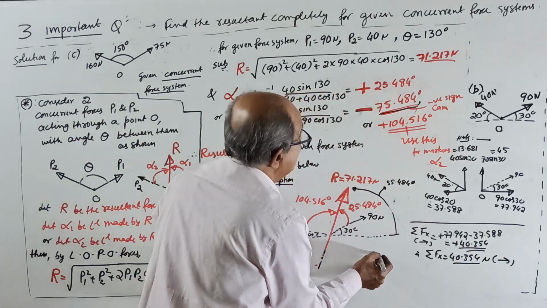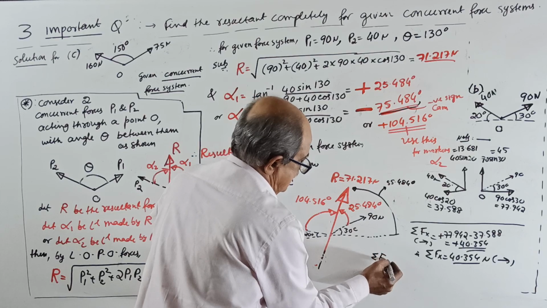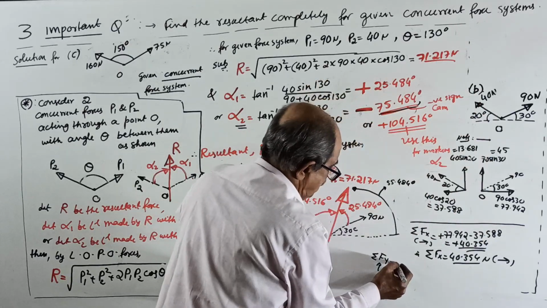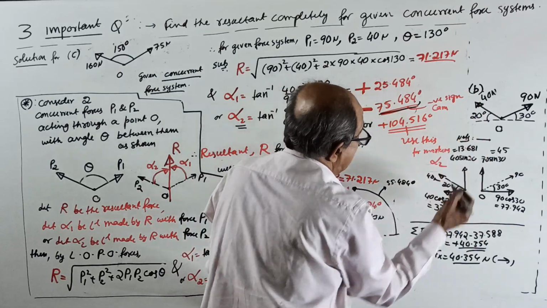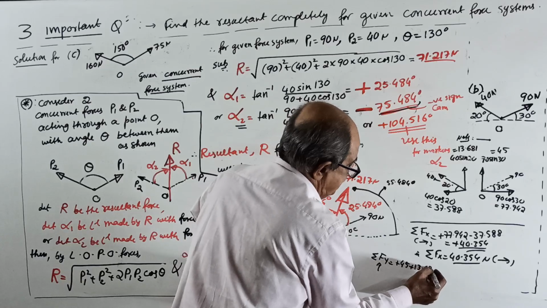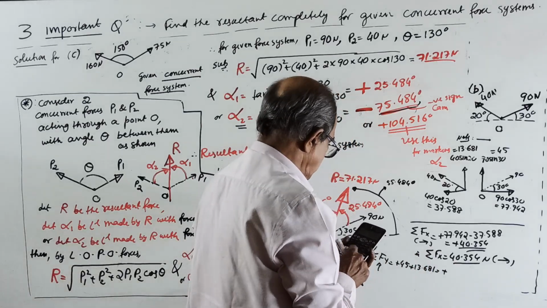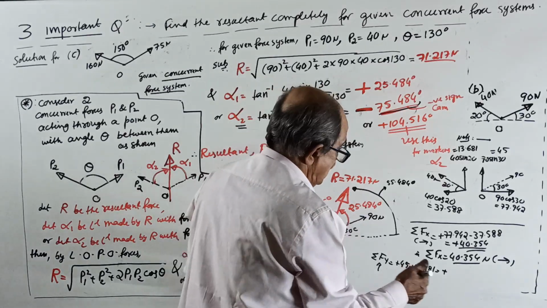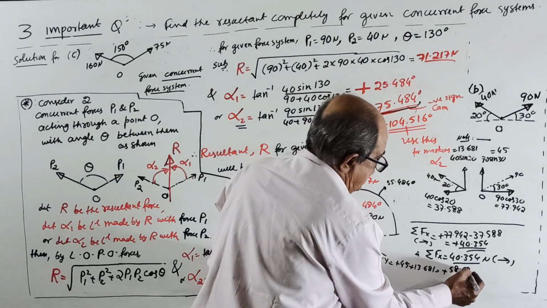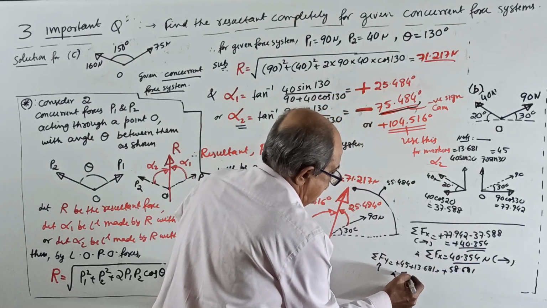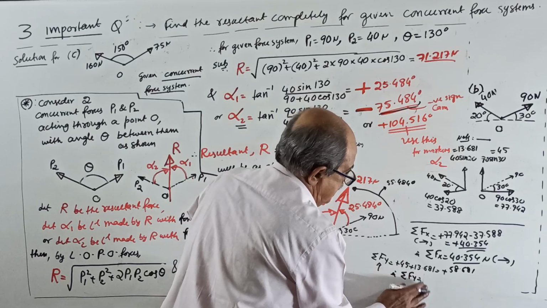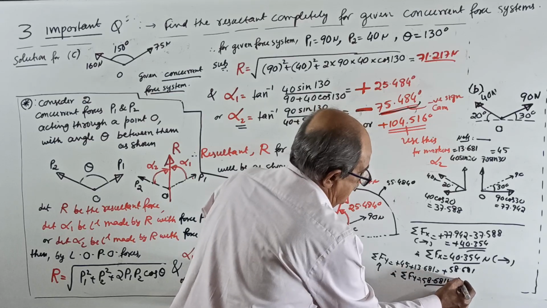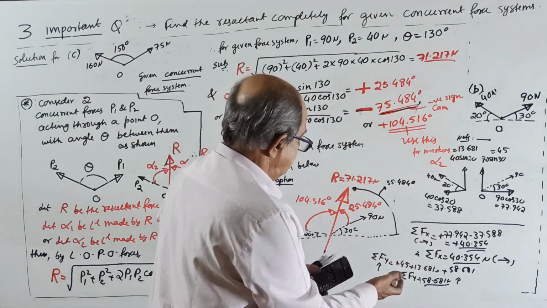Then I will calculate sigma fy. I will take upward positive: plus 45, again plus 13.681. Both came positive, 45 plus 13.681 is 58.681. That means sigma fy equals 58.681 Newton upper side. Now do one thing, space is not there.